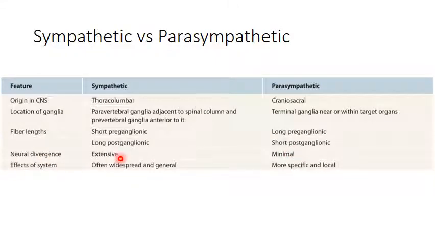Neural divergence, fairly extensive in sympathetic, minimal in parasympathetic, and then effects on the system, again, associated with the fact that we have neural divergence in some ways, is we have widespread effects of sympathetic and local effects of parasympathetic. Okay, so that is it for this little lecture. I will come back and we will start looking at some of the neurotransmitters and receptors, and then why we have dual innervation and how these systems complement or antagonize each other.